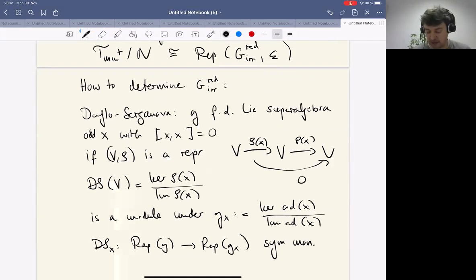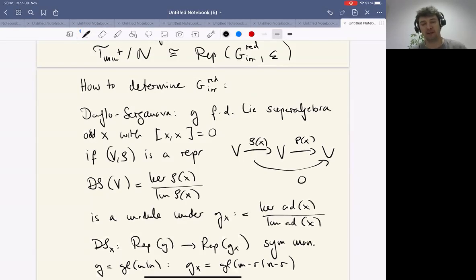This G_X might look a bit mysterious, but if G is GLMN, then G_X is simply GL(M minus R, N minus R), and this number R is something that depends on X. Could be anything, could be 1, 2, whatever. So in a certain way, you might think of this as a replacement for the restriction functor. Of course, we have a restriction functor in the super world, just that we don't know anything about it. And this DS_X can be sort of understood.